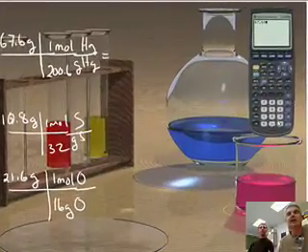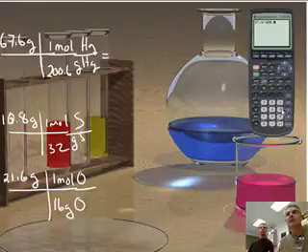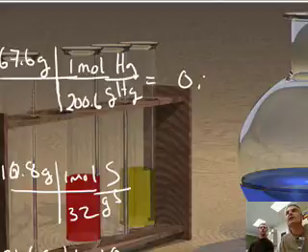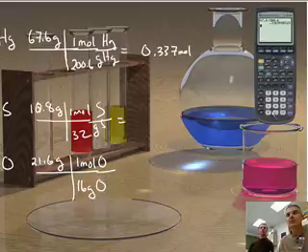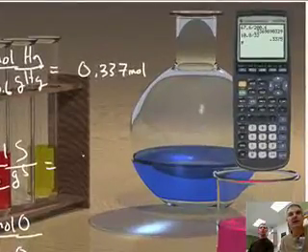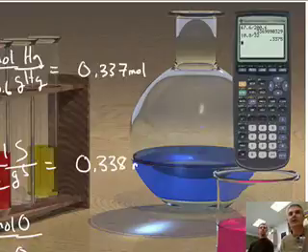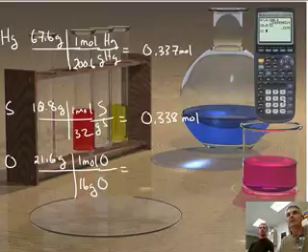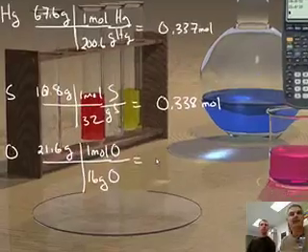67.6 divided by 200.6 equals. Okay, I get 0.337 moles. Now I'm going to do that with the S. So 10.8 divided by 32 gives me 0.338 moles. Pretty close to the other number, isn't it? Okay, and then I'll take 21.6 divided by 16, and that gives me 1.35.